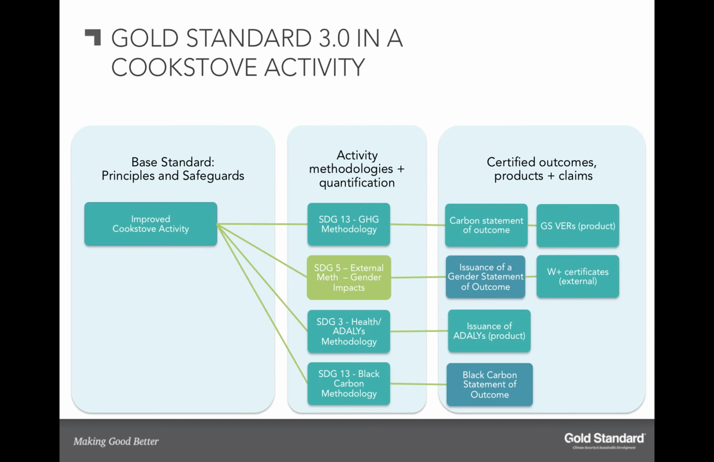SDG 5 relates to gender impact, and so we could have an impact or a set of tools that apply to gender equality, gender rights, and gender impacts that a cookstove activity could apply. Likewise, SDG 3, health, and SDG 13, black carbon. Some of these may or may not lead to products. For example, they could issue statements of outcome, SDG contributions, or they could go on and issue carbon credits, as I said earlier.